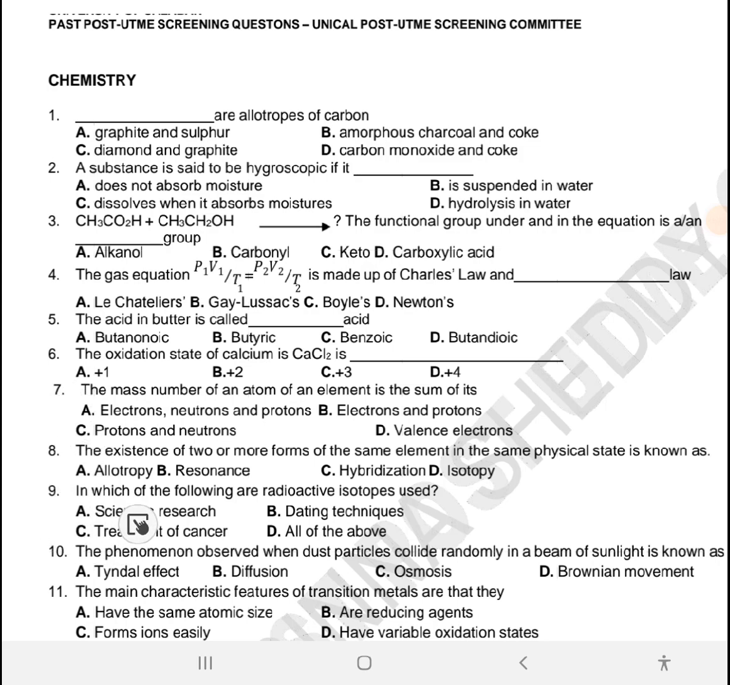Number 9, in which of the following are radioactive isotopes used? Radioactive isotopes, you could use them for carbon dating, dating techniques to check how old an item has been on Earth. You could also use them for scientific research. You could use them for treatment of cancer. We could also use them to sterilize equipment, medical equipment, etc. So the correct answer to number 9 is option D, all of the above.